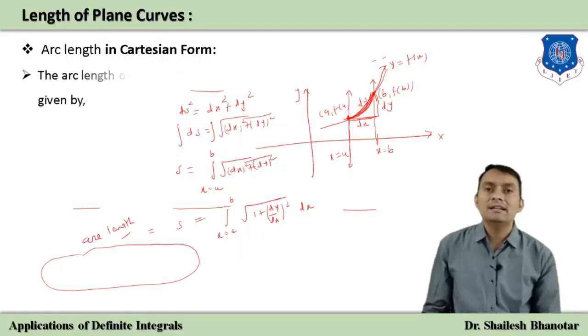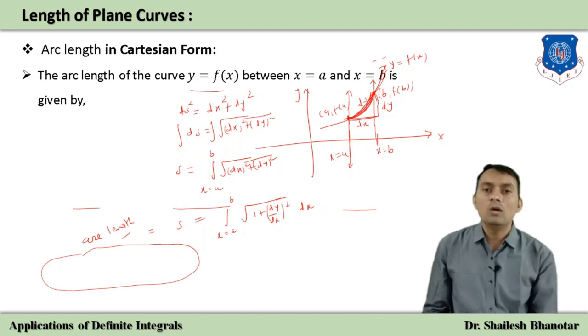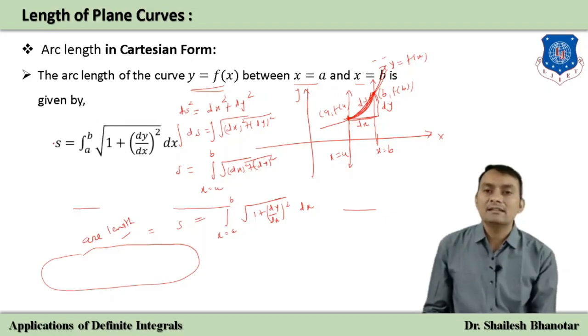So the arc length in Cartesian form, for y is equal to f of x between x is equal to a and x is equal to b, is given by what? That is the integration from a to b of the square root of 1 plus (dy by dx) whole square into dx. But how can we derive it?